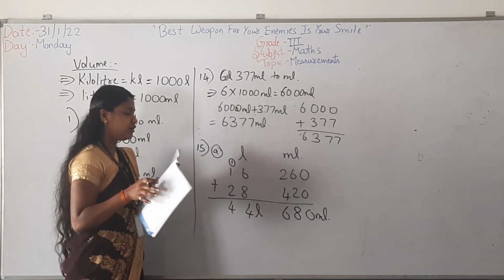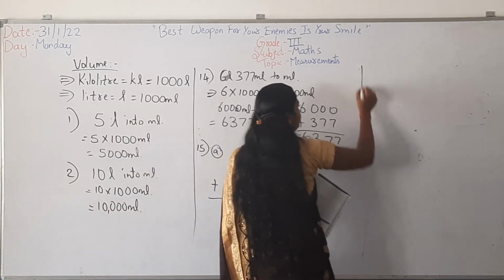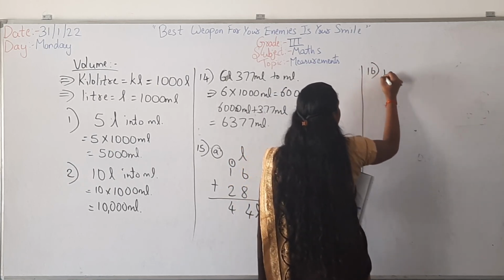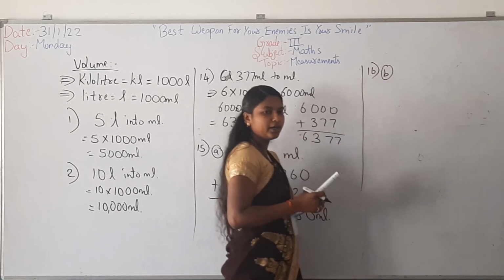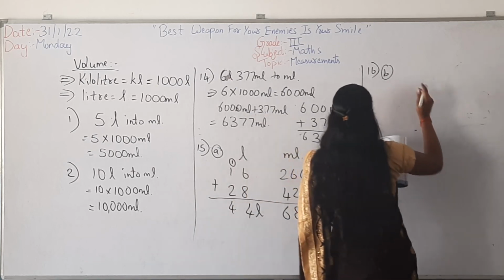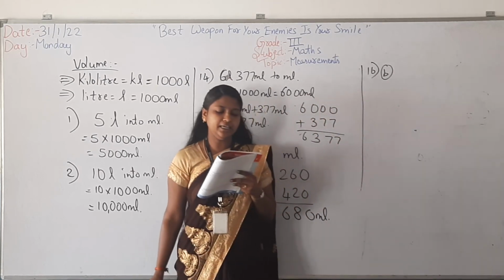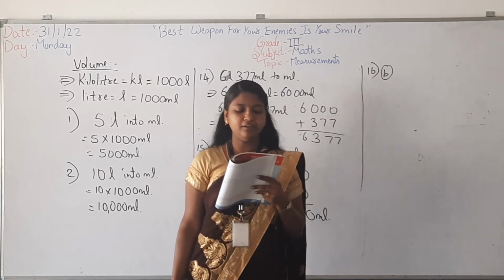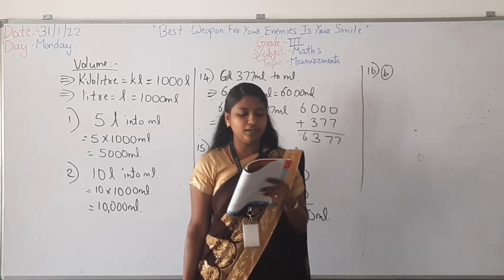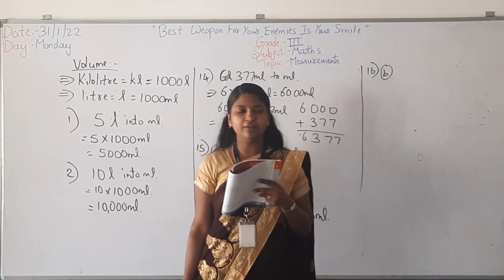Now 16th question next. In that, A is your homework, B I will do. A is addition. Like this. Subtract 111 liter 144 milliliter from 444 liter 288 milliliter. Which do I have to write first?